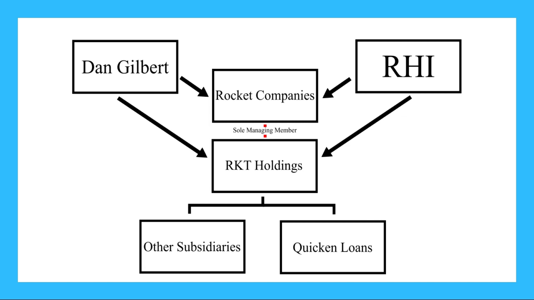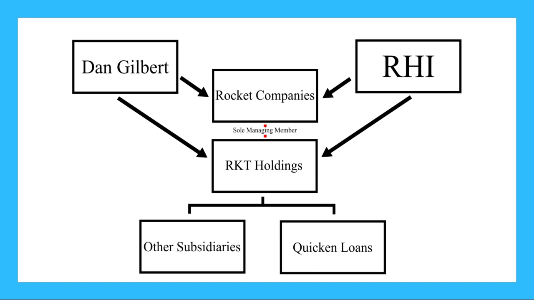Now, keep in mind at this point that Rocket Companies is still nothing but an empty corporation. Again, while it is the sole managing member of RKT Holdings, it doesn't actually have any ownership stake in RKT Holdings, which is where all of the earnings come from. And this is where the public offering of the Class A shares comes in.